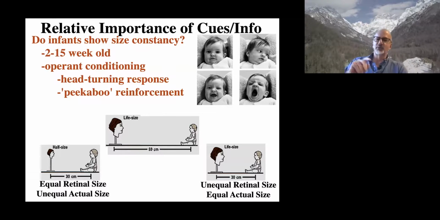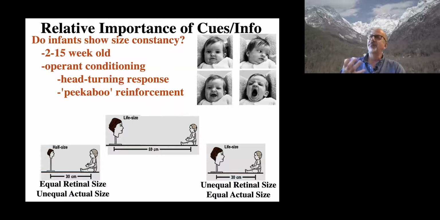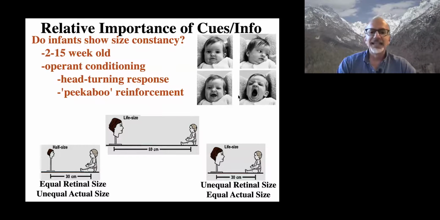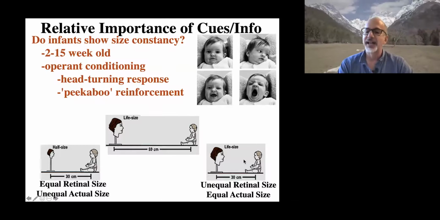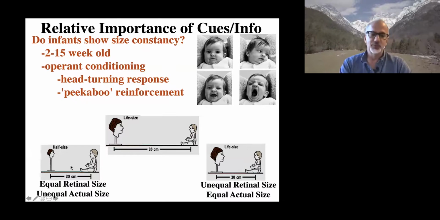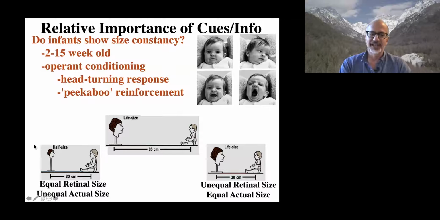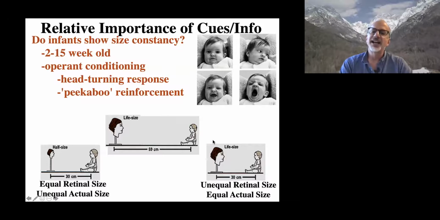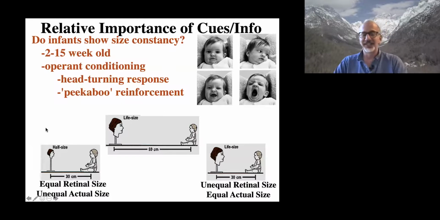Okay, let's go back to our original question. Do infants show size constancy? Can they perceive an object as being the same size despite the change on their eye? This is the situation where the object is the same size despite the size on their eye. This is the situation where the image is the same on their eye, right? But the object has changed. The object's size has changed. Size is constant here. Size is not constant here. What's constant is the size of the image on their eye.